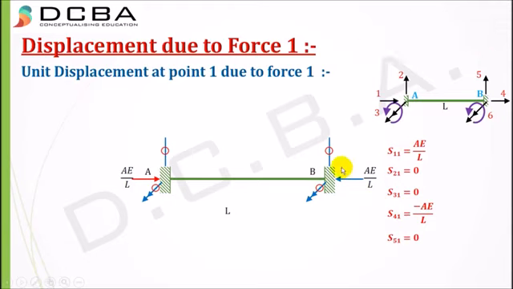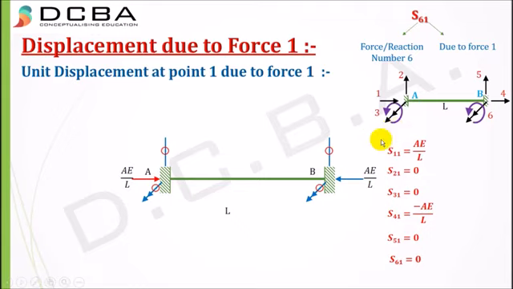S51 is 0, that is force or reaction at 5 due to force number 1 is 0, and S61 is also 0, force or reaction number 6 due to force 1. So I hope you got this, how to plot the elements of the stiffness matrix. This forms the first column of my stiffness element matrix. S11, 21, 31, 41, 51, 61. My stiffness matrix is going to be a 6 cross 6 matrix.